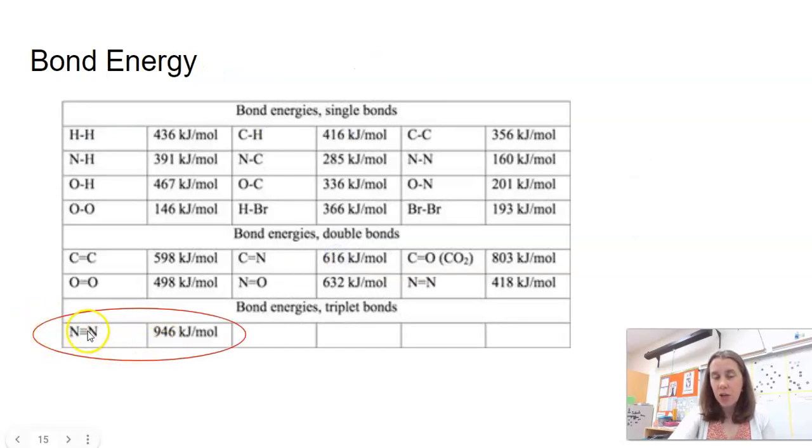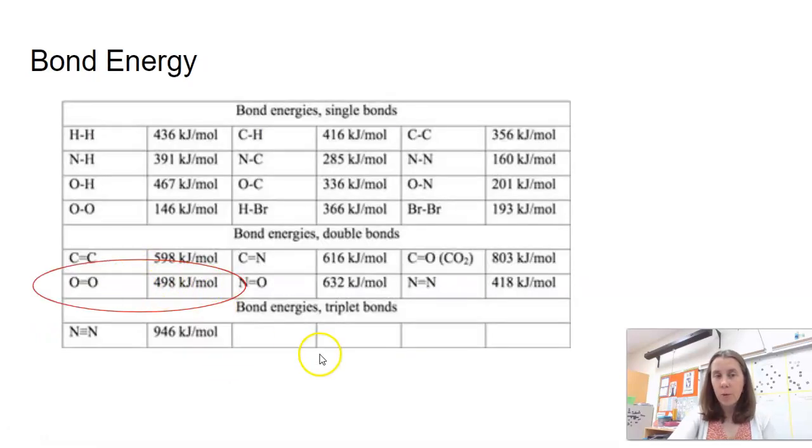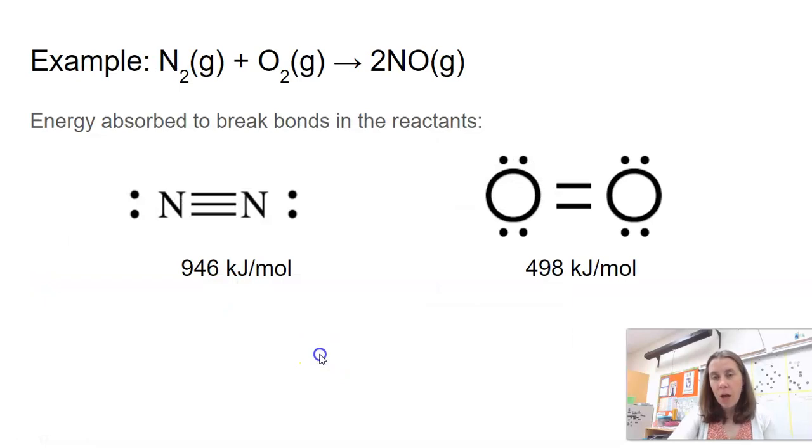The N triple bond is all the way down here. It's 946 kilojoules per mole. The OO is here, it's 498, all right? And if we add those together, that's 1,444 kilojoules per mole that's required in order to break these two bonds, all right? So that's a lot of energy.